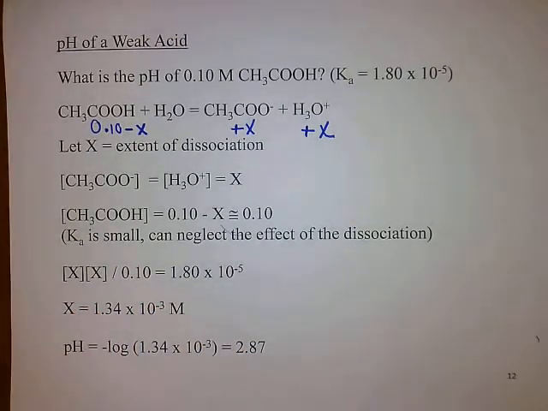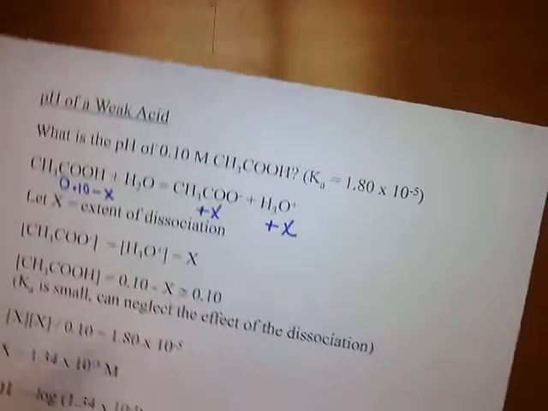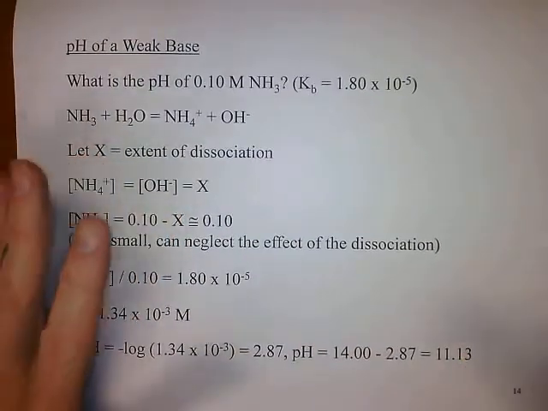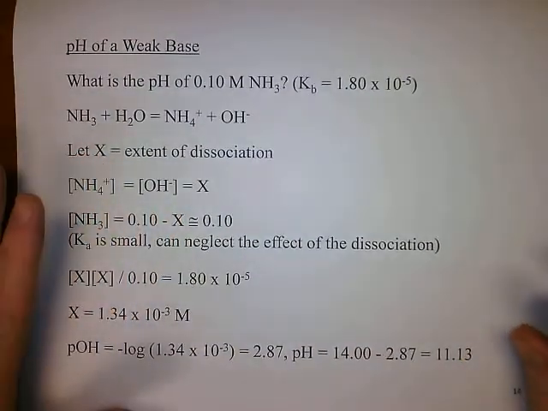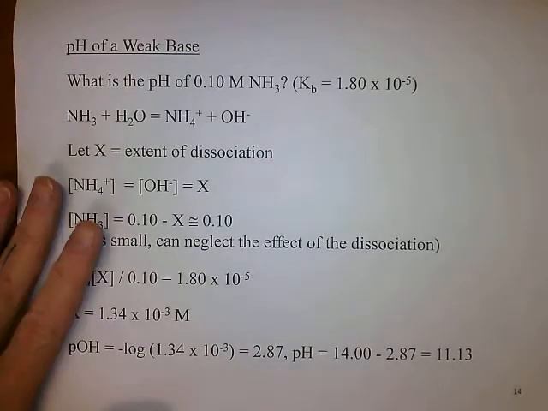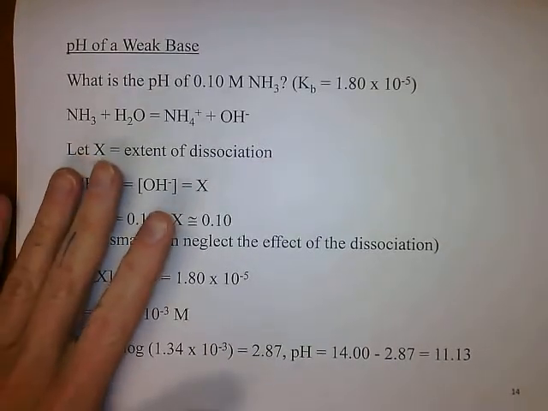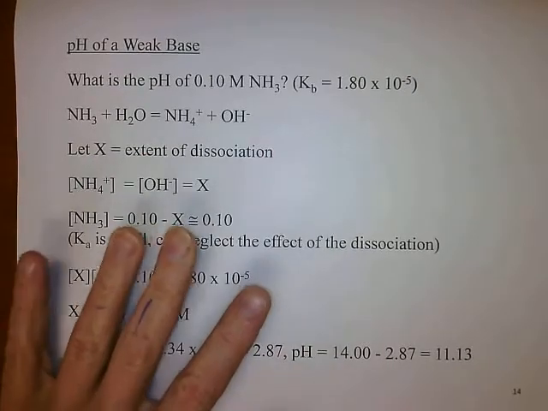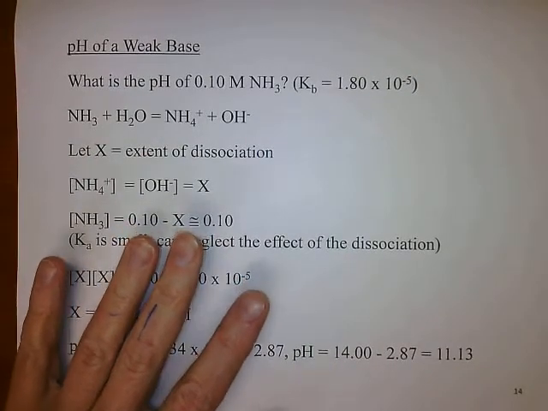So now let's do the same calculation except for a weak base. And we're going to be doing almost the same thing, except that there's one extra step that we have to do here. Alright, so what is the pH of 0.1 molar ammonia?